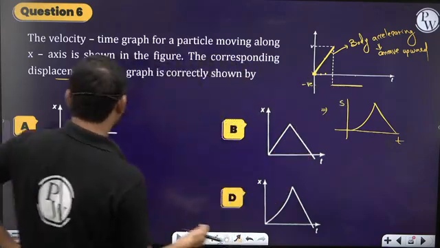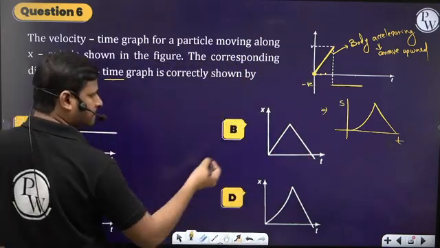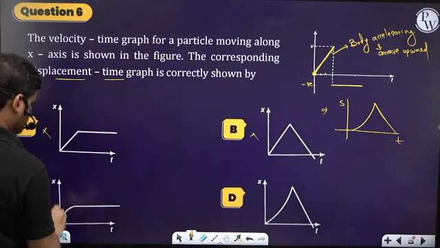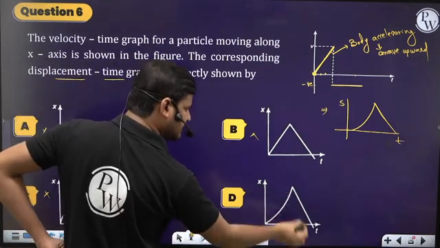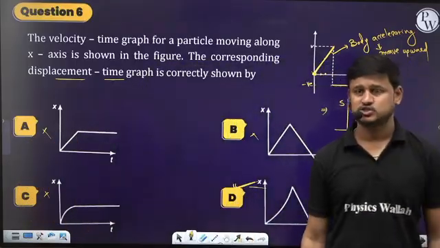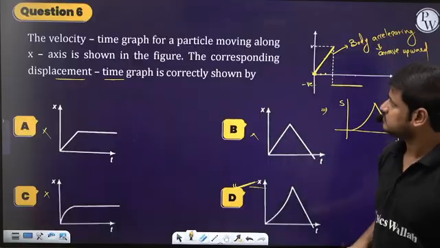So this option is wrong. This is not a straight line. This is concave downward, no. So this is concave upward and then straight. So option D is the correct one. Clear? So this is how you should do the conversion.